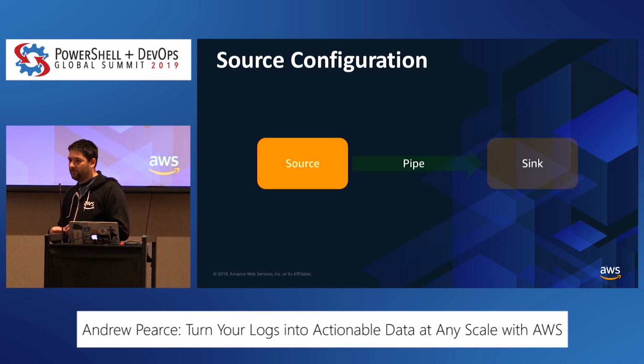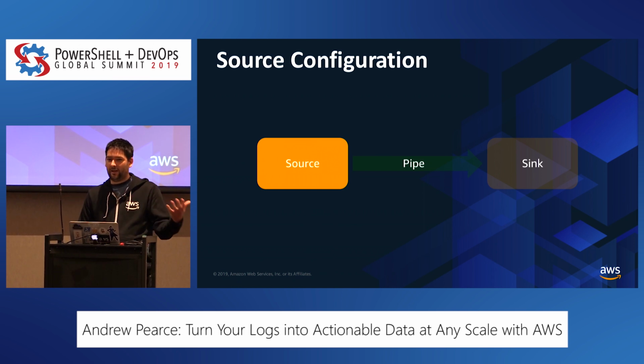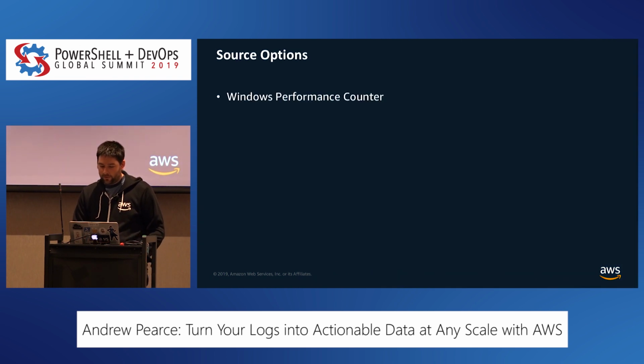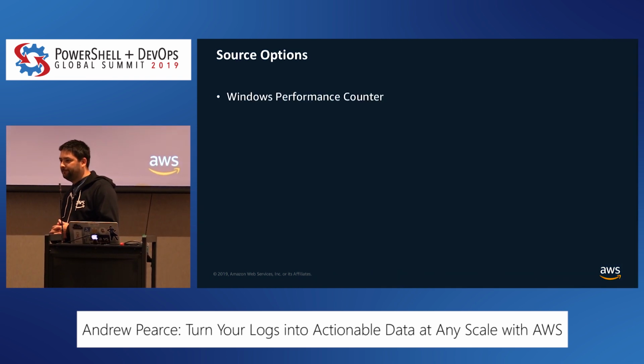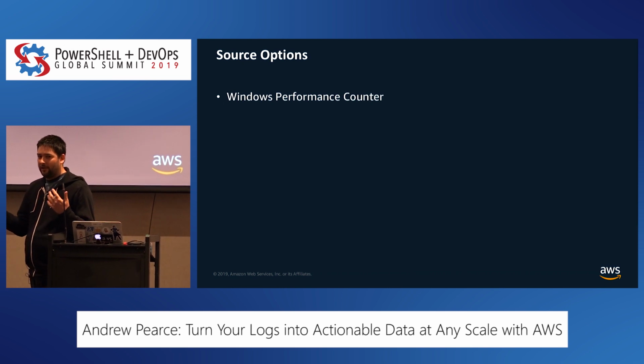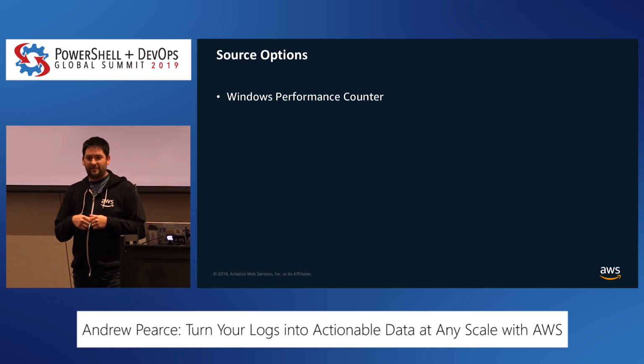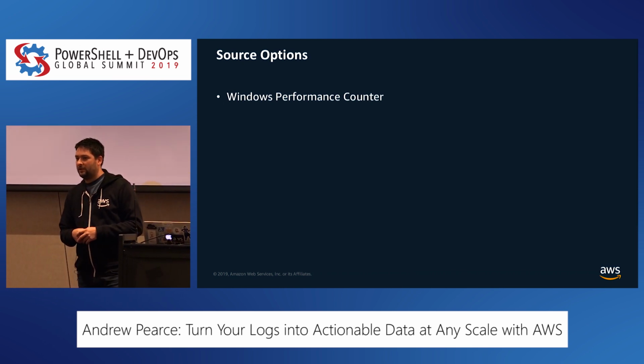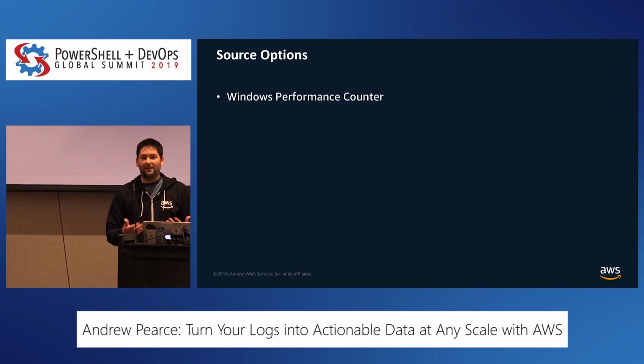So we'll start by talking about the source and looking at what we can do from a source perspective, because really this is the key. Right? This is where your data is today. So from source options, Windows performance counters. You have Windows performance counters in your systems. These are telling you all sorts of cool information. But what are you doing with it? What can you do with it?